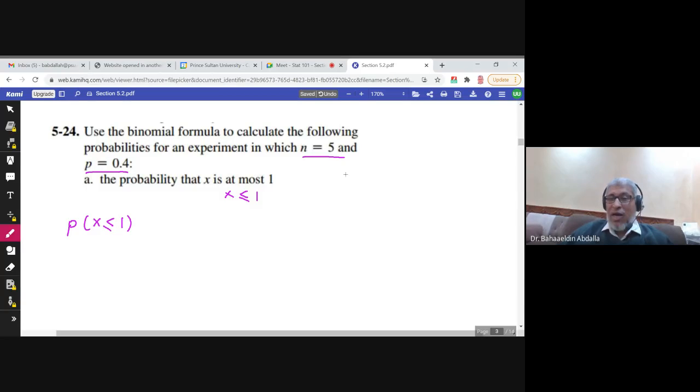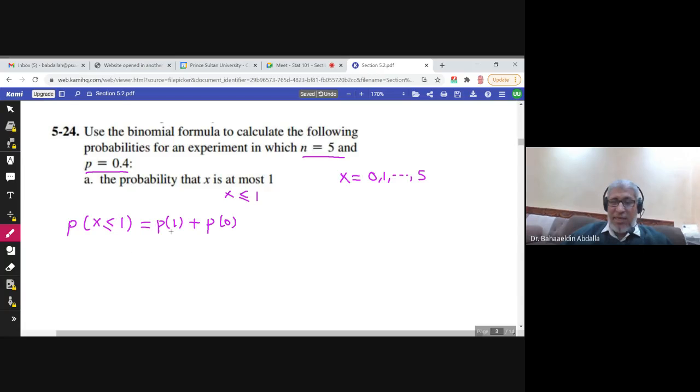Now, what are the possible values of X? You always need to understand the possible values of X. The possible values of X are from 0 to n. What is n in this case? 5. So 0, 1, up to 5. So when he says X is less than or equal to 1, it means X equals what? It could be 1 or 0. These are the only 2 numbers less than or equal to 1. So in fact, he is asking about the probability of 0 and the probability of 1.